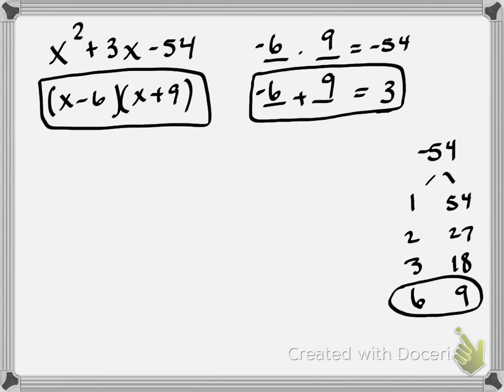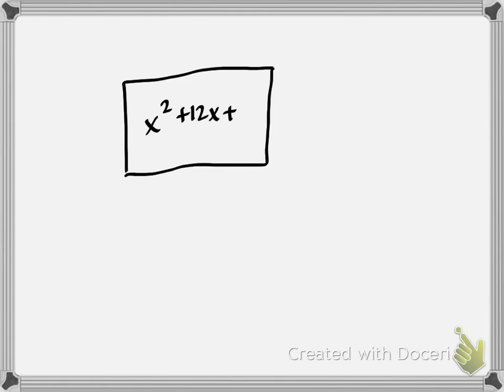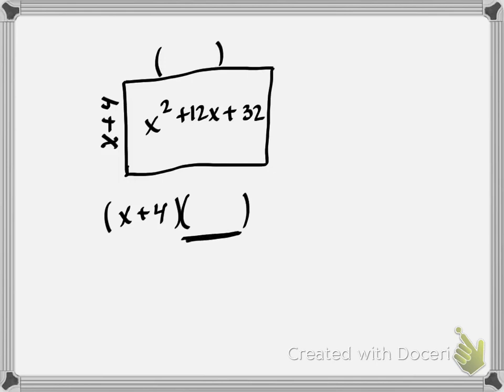Okay. Now I want to show you one more example here, and this is how it looks on Khan Academy. On the Khan practices, they'll give you something like this: x squared plus 12x plus 32. They will say this is a rectangle, and you have a length and a width, and the width is x plus 4. Basically what you're trying to figure out is, what is the other parentheses? We already know this is a parentheses, and we're trying to figure out this second parentheses.